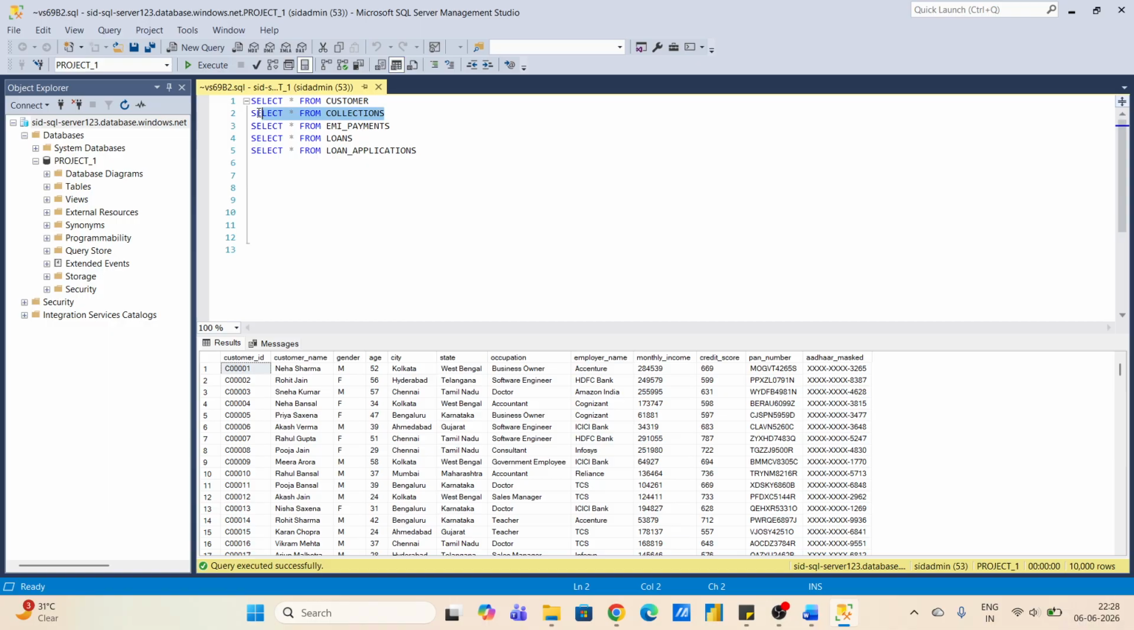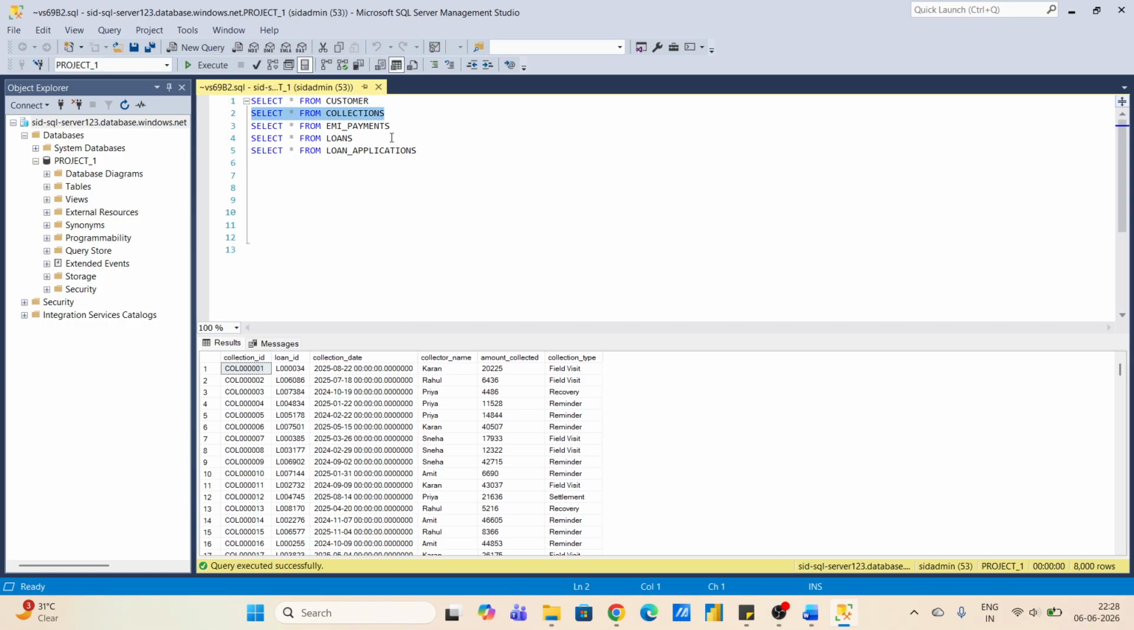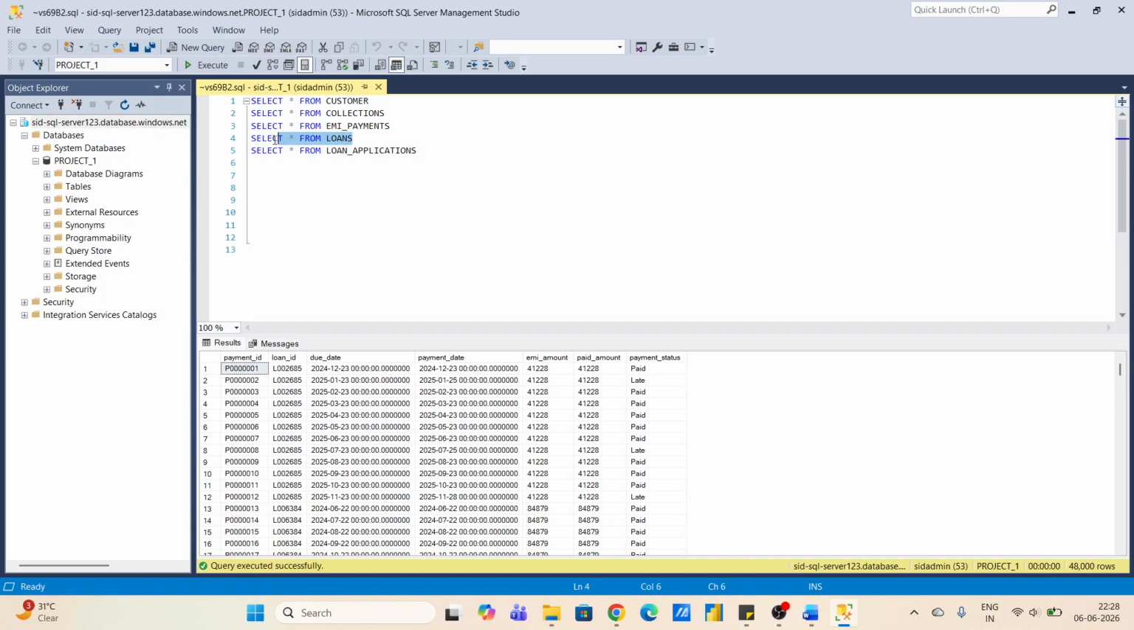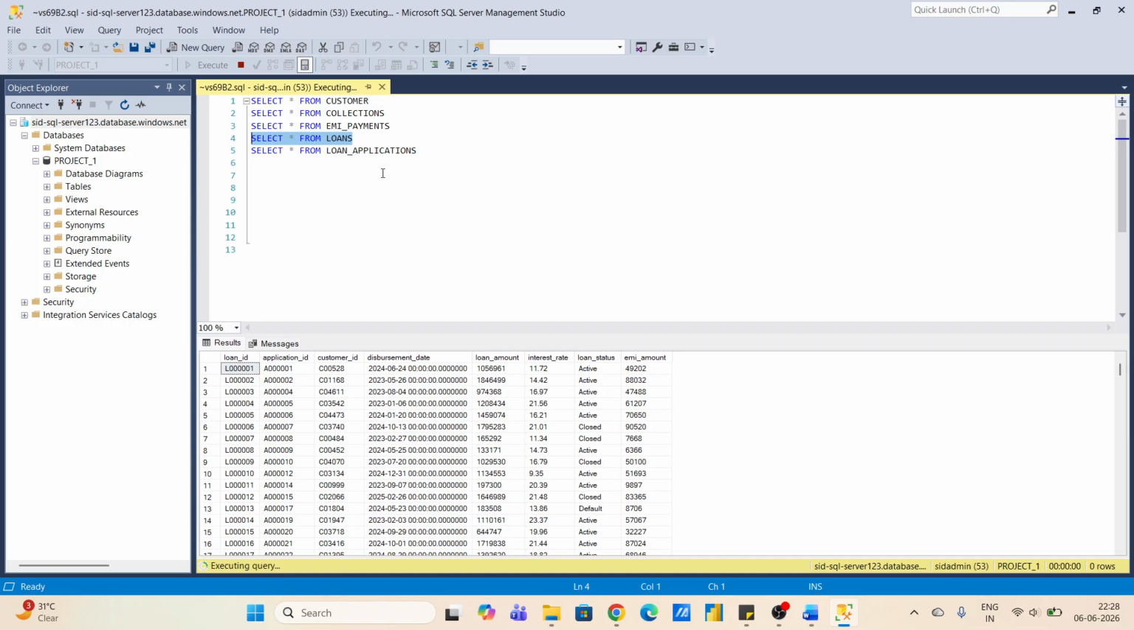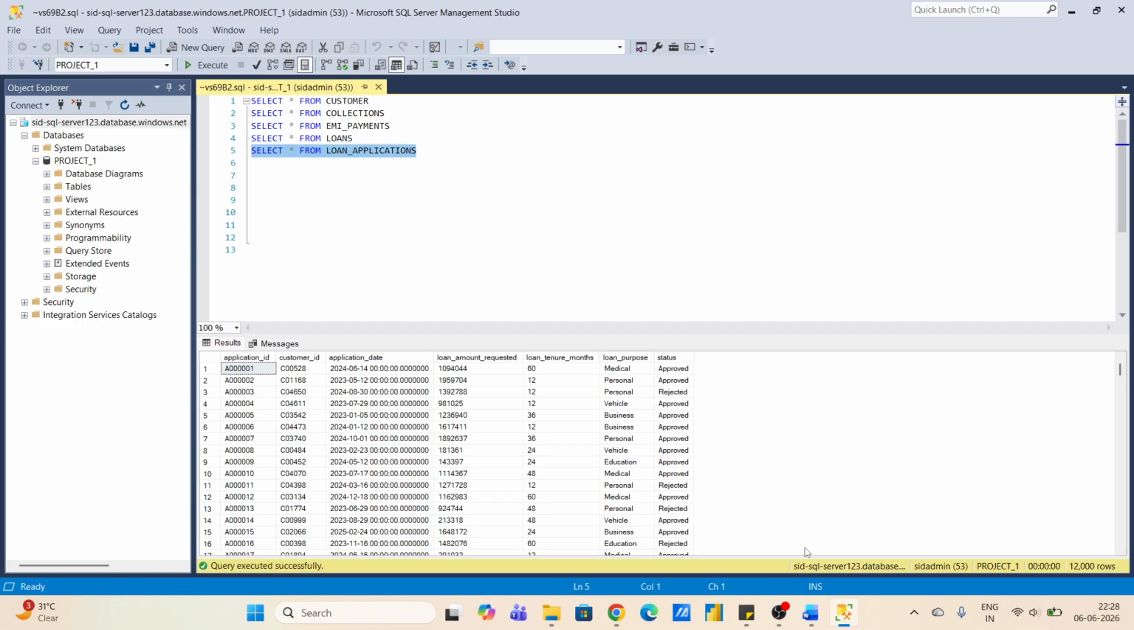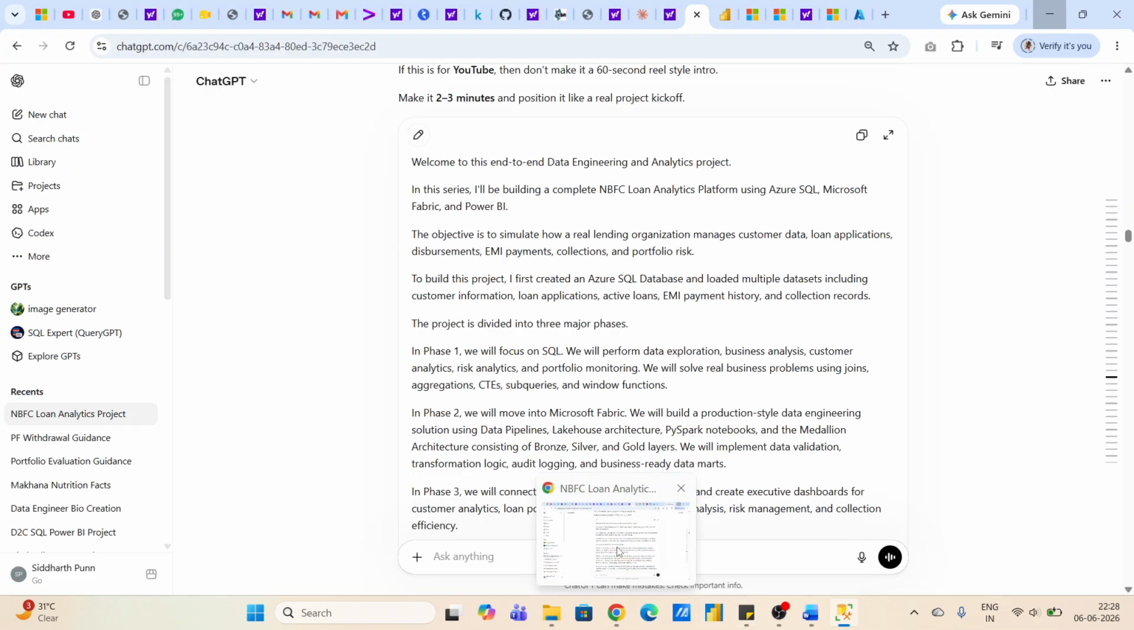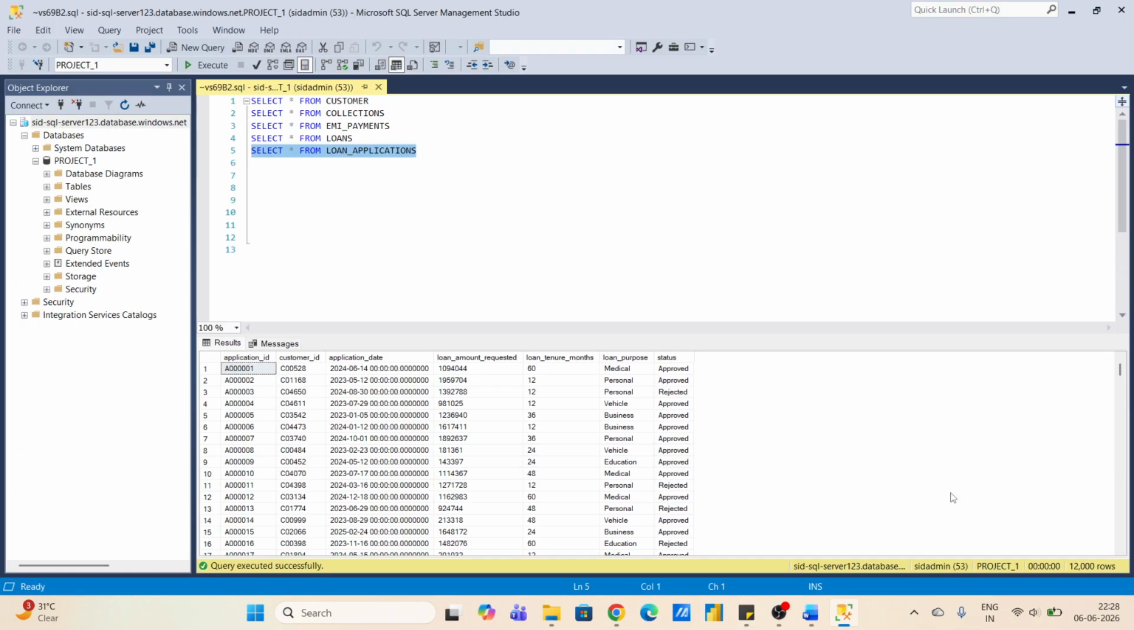So I can show you the tables also. This is a collection table. I'll explain all of it with the help of SQL. This is a payments table. This is a loans table, and this is the application table, right? And then I do have, one second.